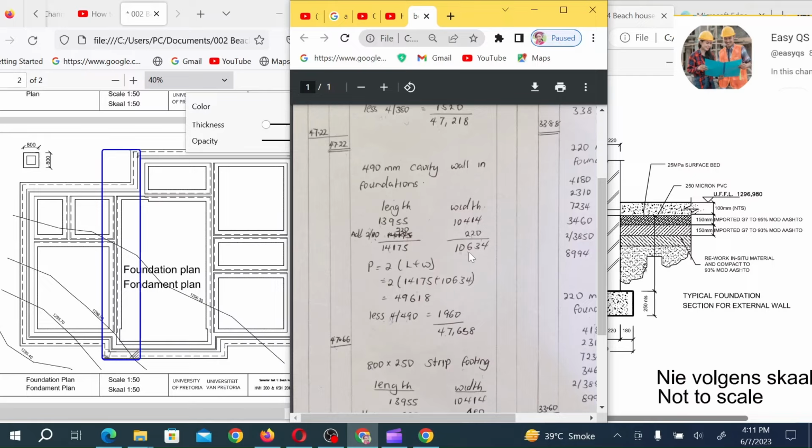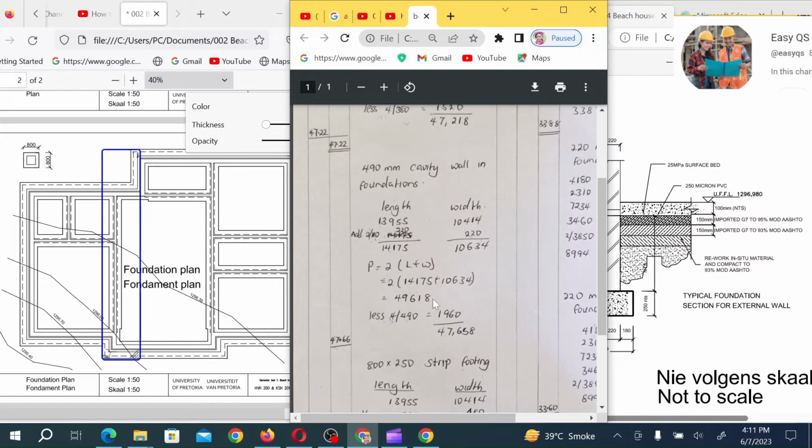So what is the perimeter? Because when we are calculating the center line, we need to find the external perimeter. Then we deduct number of corners times the thickness of that wall. Alright, perimeter is always equal to 2 into bracket length plus width. 2 into bracket 14, this one width, this one. So this one plus, times 2, the total, you get 49,618.